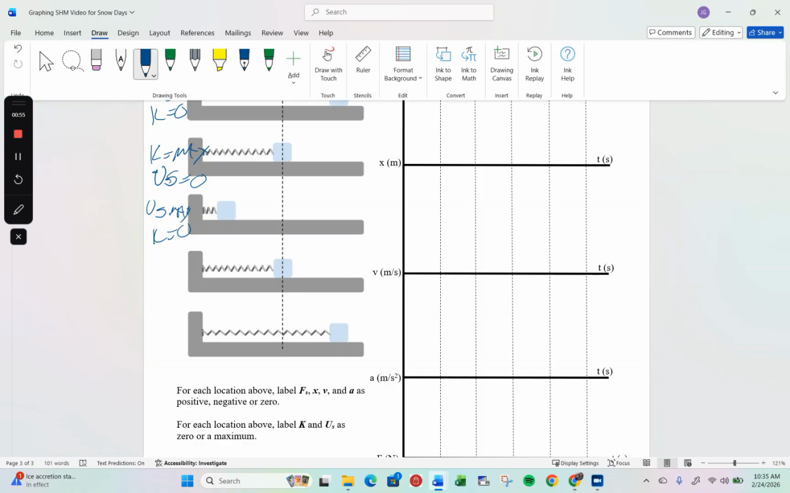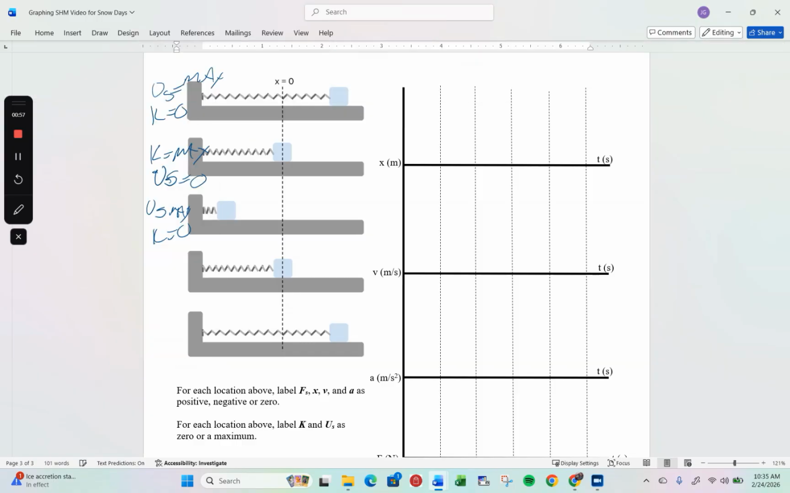Sorry, the stylus is not working very well. All right, but let's get into labeling some other things. We've done all of this before, so this might go a little quick.